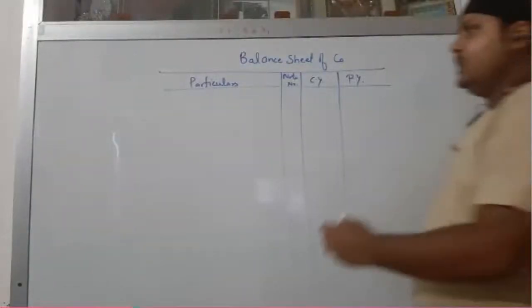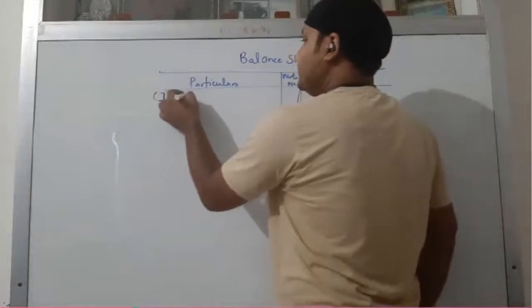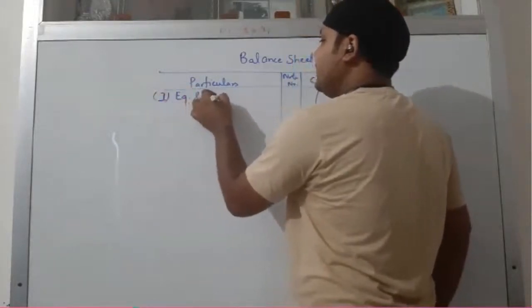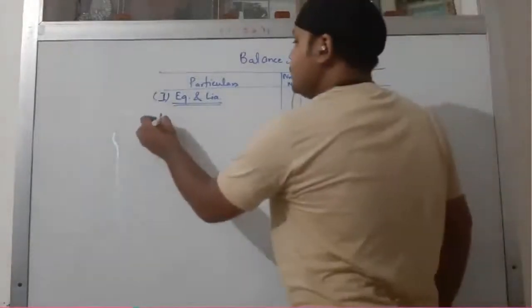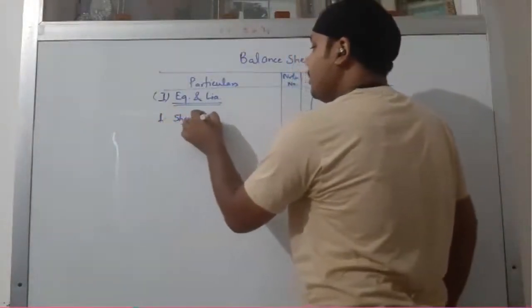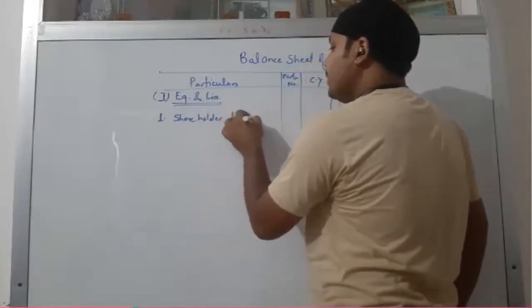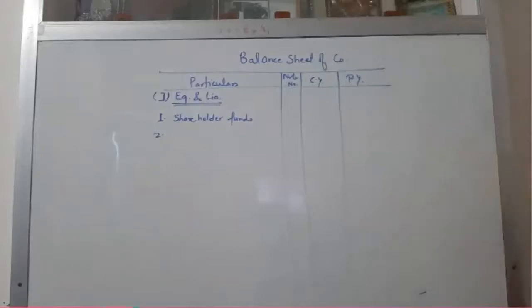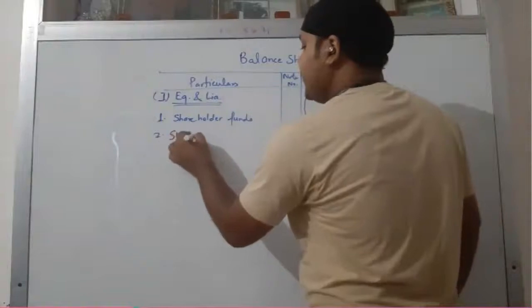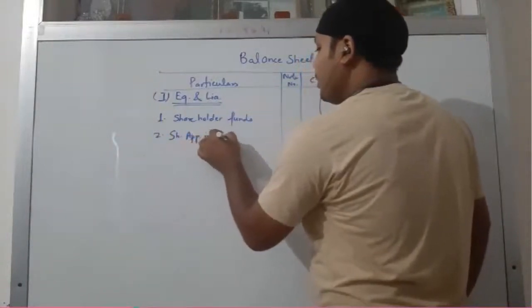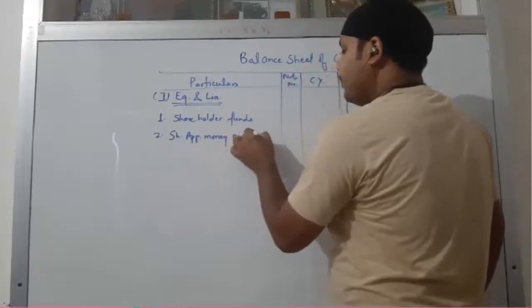एंड इसमें जो पहला होता है, पहला साइड जिसे हम बोल सकते हैं, पहला हेड बोलते हैं, दैट इज इक्विटी एंड लायबिलिटी. ओके, एंड इन द इक्विटी एंड लायबिलिटी दे आर बेसिकली three heads, that is the first one is a shareholder funds. Number two, second head is share application money pending allotment.